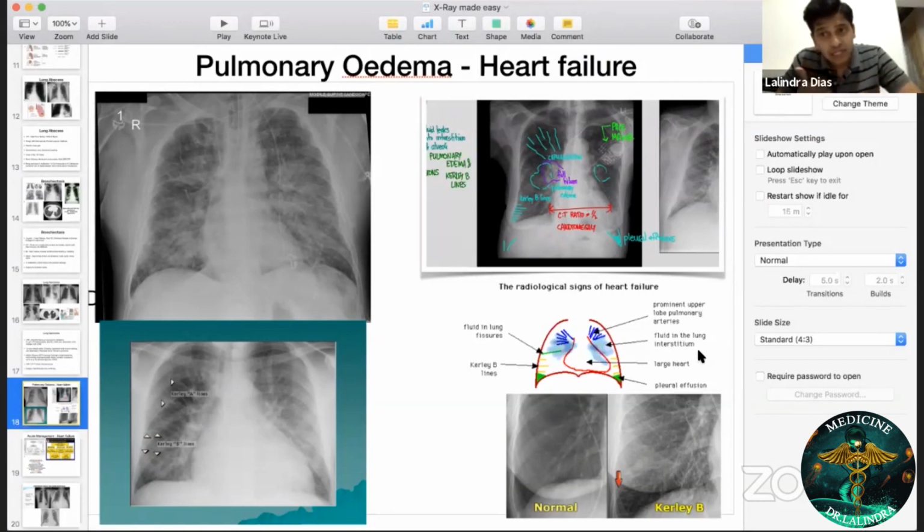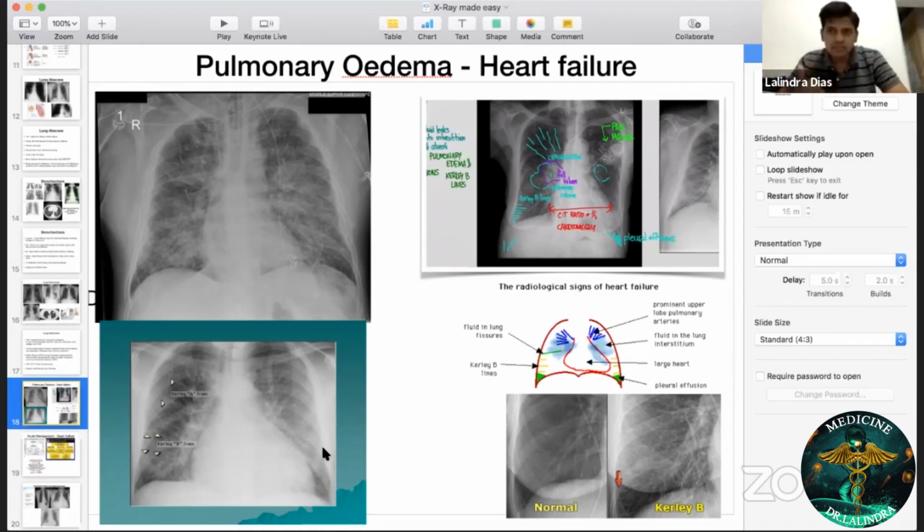What are the clinical features of heart failure? So the people with heart failure, they present with shortness of breath. Why? There's fluid in the lungs. Here you can see all this is fluid. Here, lungs are full of fluid. So when there's fluid in the lungs, you feel short of breath. Your oxygenation is poor. So that causes shortness of breath, dyspnea.